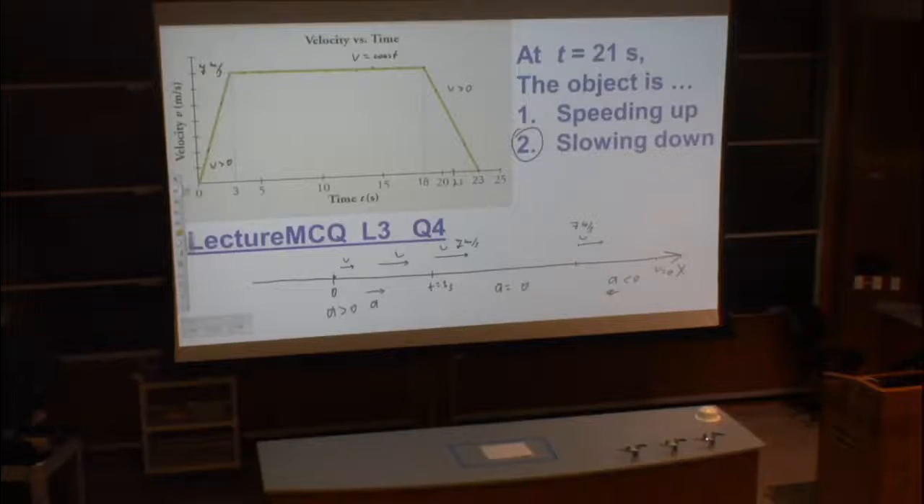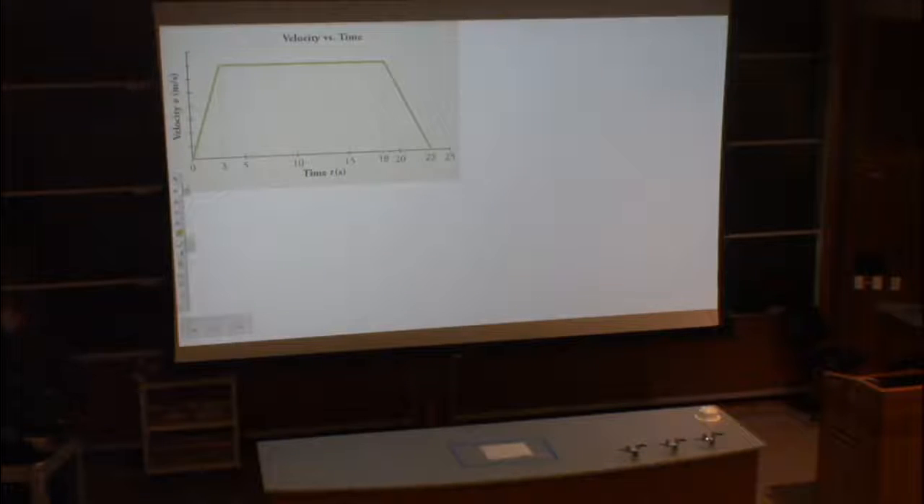And of course, quickly, what else can we do? We can plot the graph for the acceleration, which is very simple. Some positive number, 0, and some negative numbers. How do we find those numbers? Acceleration here should be equal to delta V over delta T, 7 minus 0 over 3, which is 7/3.